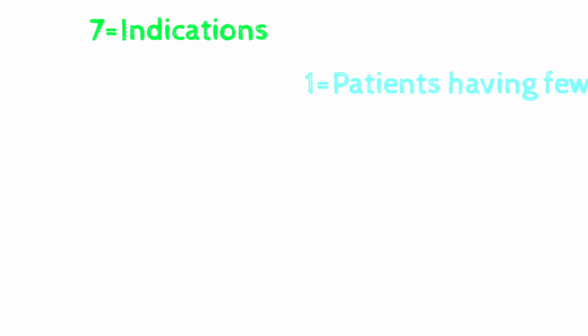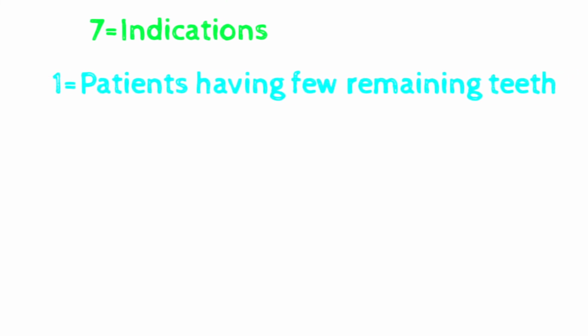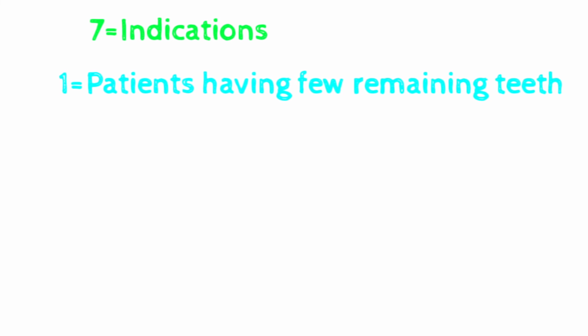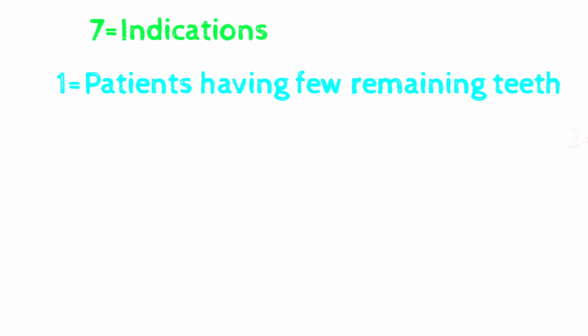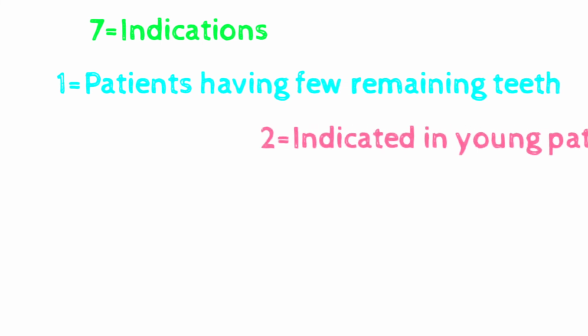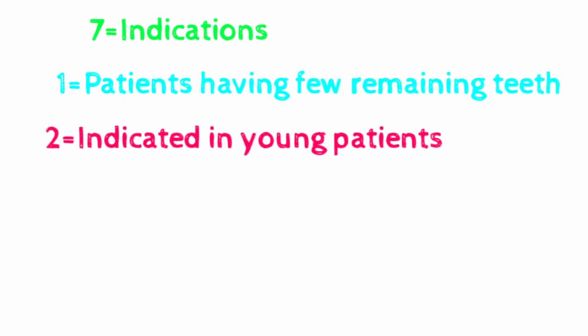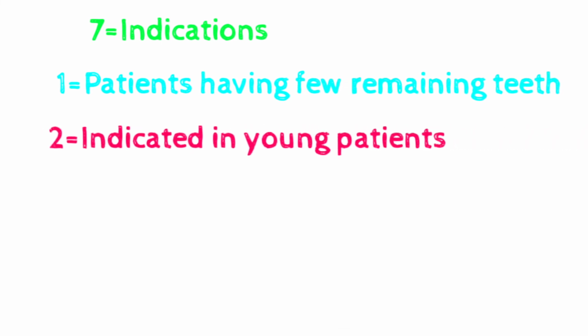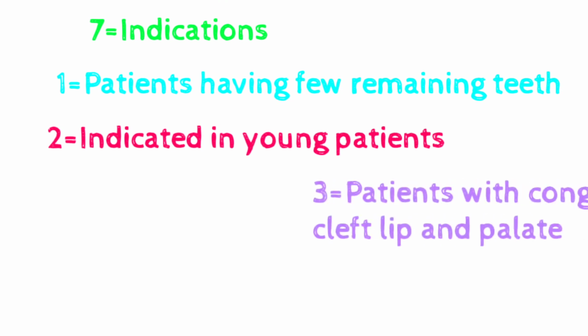The first indication is a patient having few remaining teeth. We give an overdenture in order to preserve these teeth. As a result, there will be preservation of the residual ridge and PDL. The second indication is a young patient, because it is aesthetic and has good retention.